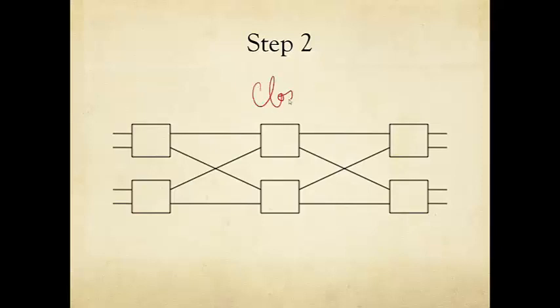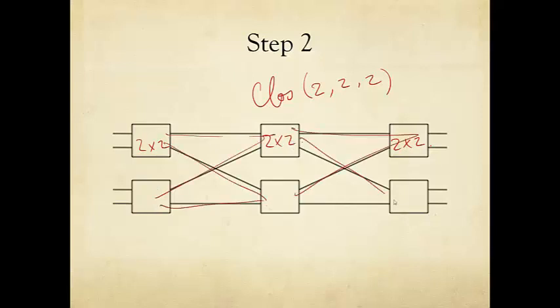Let's now build a 3-stage Clos network. That is actually 2, 2, 2. So each input switch is 2 by 2, each output switch is 2 by 2, and the middle one is also 2 by 2. And then you get the full mesh connectivity between input and middle, and between middle and output stage switches. Now you've got 6 2 by 2 switches to get one 4 by 4 switch functionality.